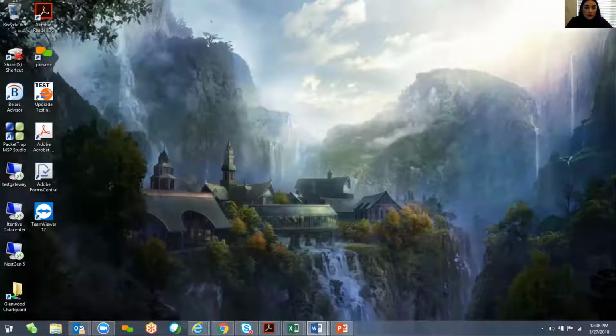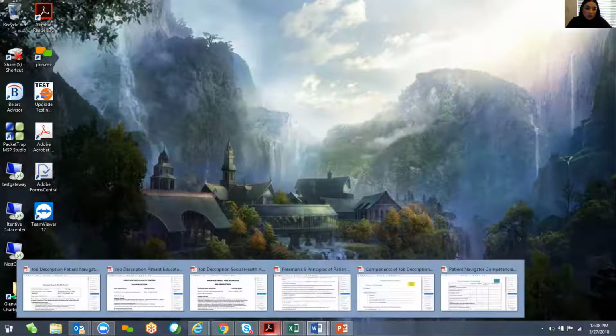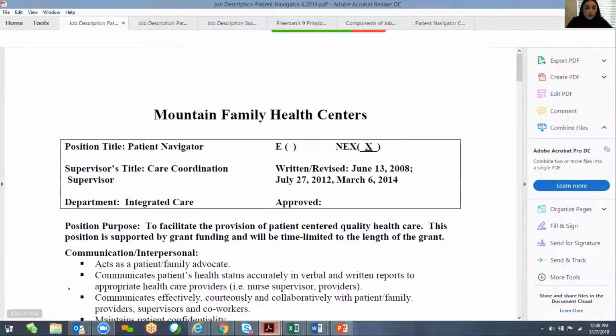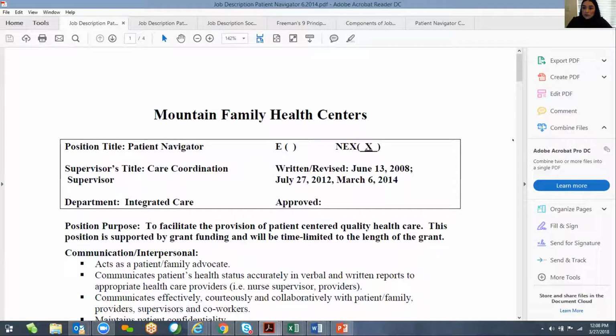Okay, guys. So the biggest thing I think when it comes to job descriptions is definitely, there we go. Is that my patient navigator? Yes. Let me just, oh, okay, cool.